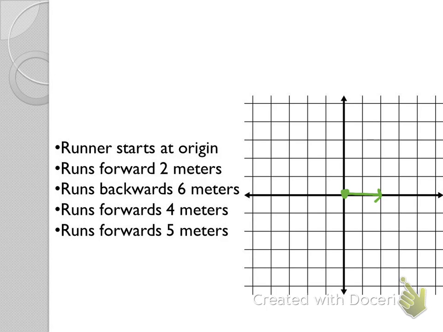Then we ran backward 6 meters. So from the tip of my last vector, backward would be 1, 2, 3, 4, 5, 6. Would we agree with that? We don't start over at the origin. We go backward 6. Then we go forward 4. 1, 2, 3, 4. Then we go forward 5. 1, 2, 3, 4, 5. Which means that's where we're ending up.